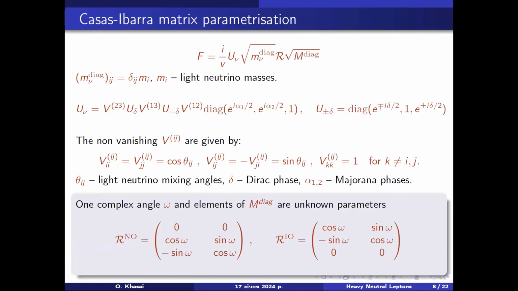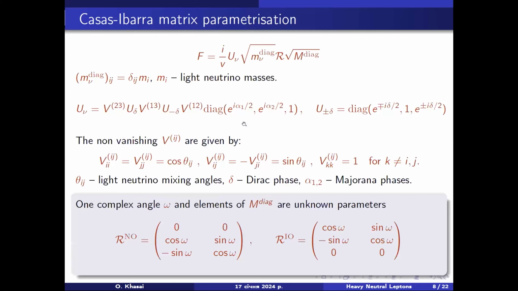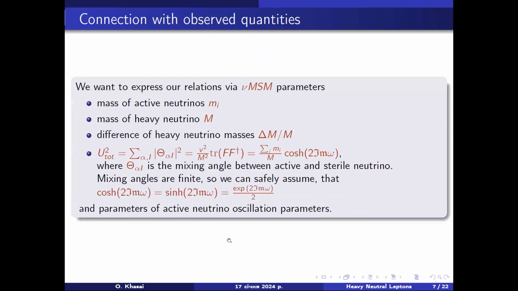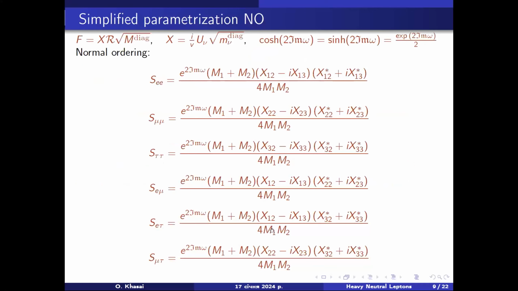And for the mentioned above purpose of wanting to express our observables in terms of these parameters, we used a very convenient Casas-Ibarra parameterization, which is presented here on screen. And here, omega is the omega which was mentioned on the previous slide. It's a parameter of this parameterization.